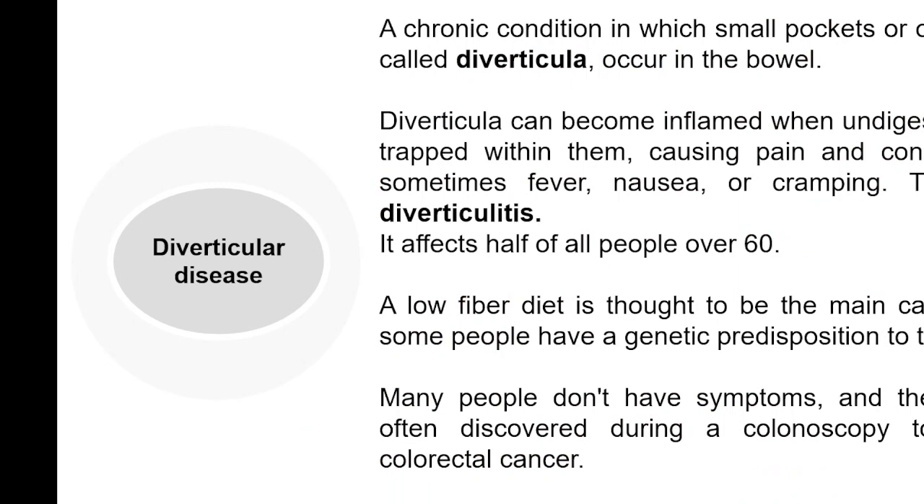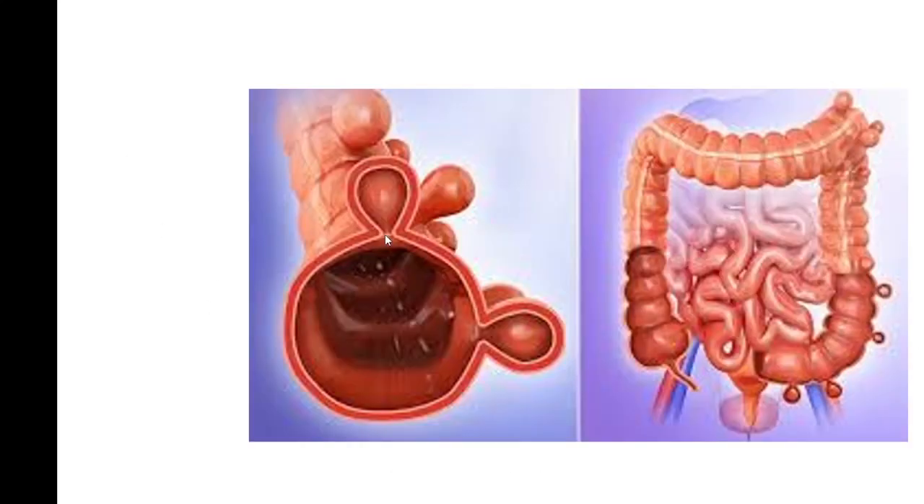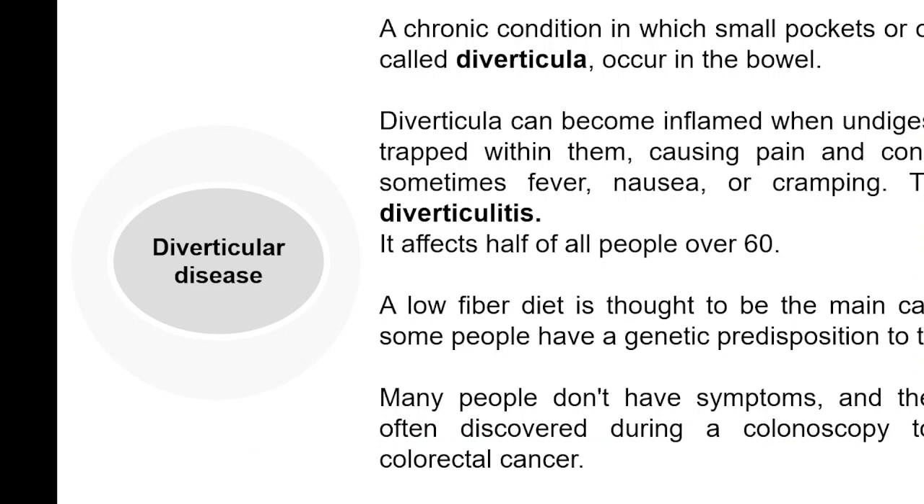Now we have another type of disease known as diverticular disease. It's a chronic condition in which small pockets or outpouchings called diverticula occur in your bowel. I will show you a picture. See, this is how diverticular disease appears. This is the large intestine. Small outpockets will appear like this, and these are known as diverticula. Diverticula can become inflamed when undigested food gets trapped in them.